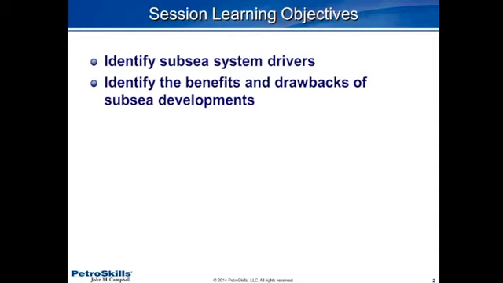The second objective of today's seminar is a discussion of the benefits and drawbacks of subsea developments. Why would you consider a subsea development, for instance, since, as we will see, it is generally more expensive per well in terms of a development and more complex. At the end of the session, we'll revisit our learning objectives and see how we did.